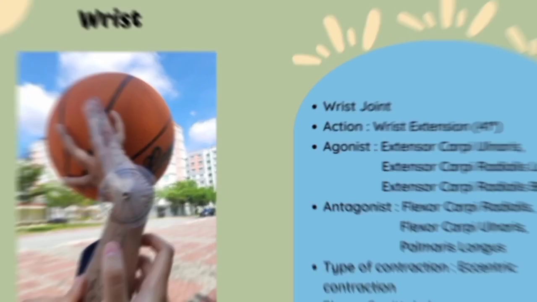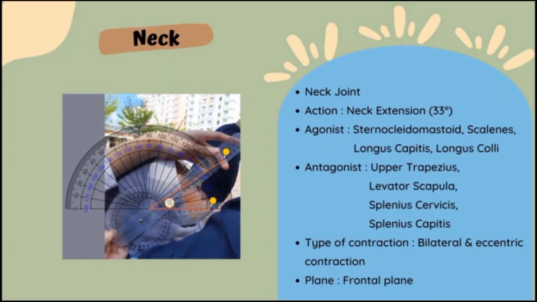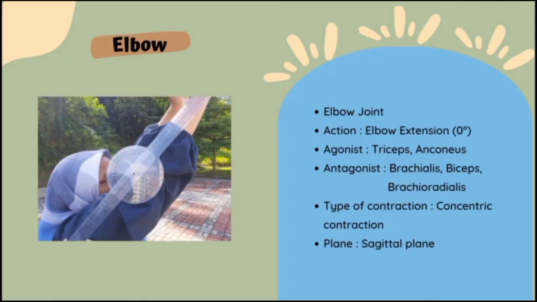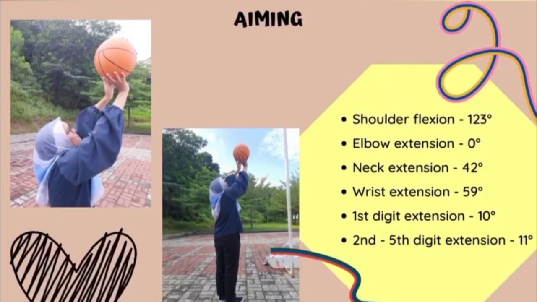for this movement. Next, the picture shows the motion of the neck joint, which is 33 degrees of neck extension. Next, this picture shows the motion of the hip joint, which is 10 degrees of hip abduction. The next motion is 0 degrees of elbow extension. Next, we go to range of motion for the aiming position.